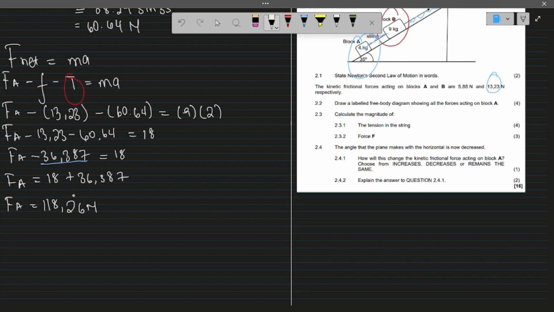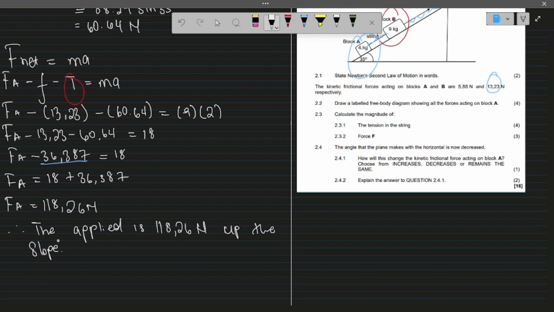And also guys, you know that this is a vector quantity, right? All vector quantities have both magnitude and direction. So we're just going to say therefore the applied force is 118.26 newtons up the slope.